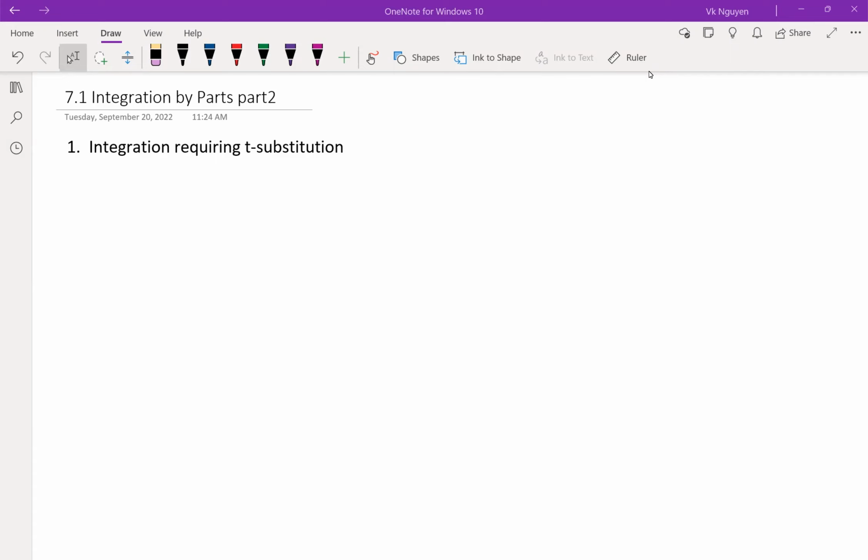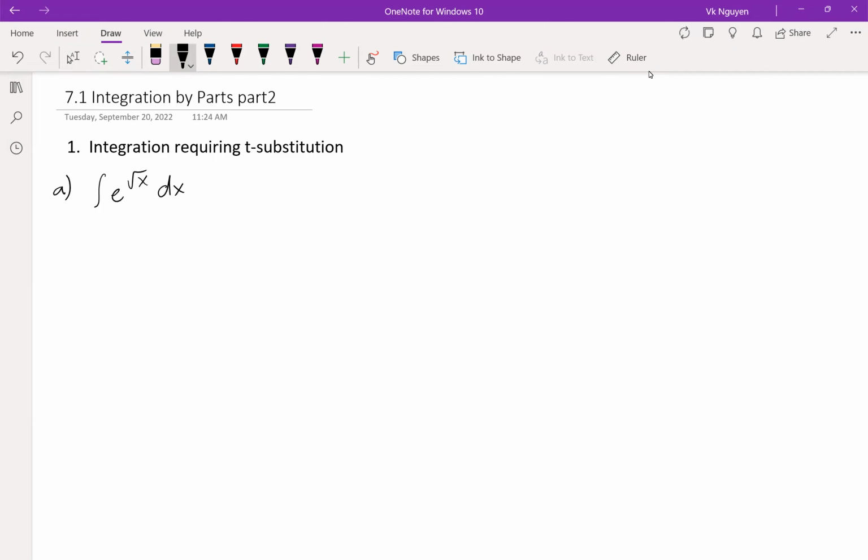Number 1, integration requiring t-substitution. Here comes the first example: the integral of e to the square root x dx.